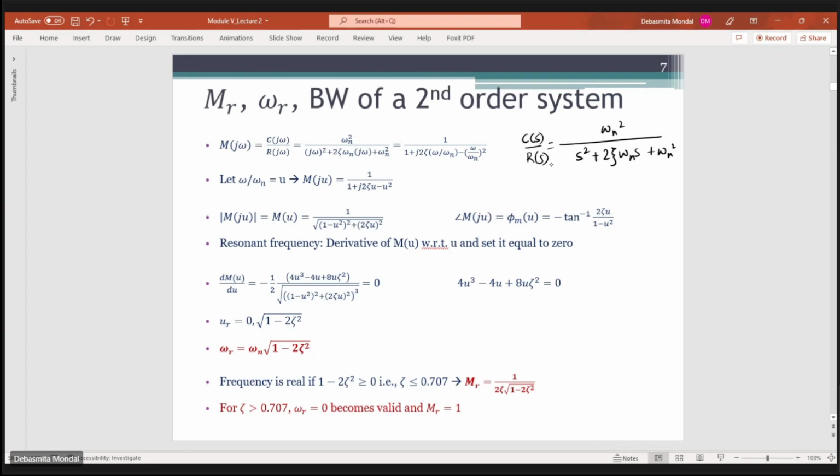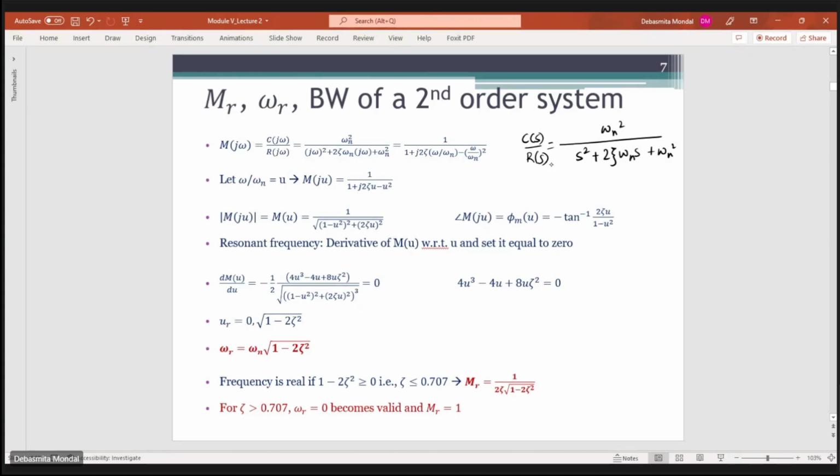Okay, now this value of omega r has to be a real value, because the frequency at which we are working has to be a real frequency. So this value will be real only if 1 minus 2 zeta squared is greater than or equal to 0. That means the value of zeta should be less than or equal to 0.707.